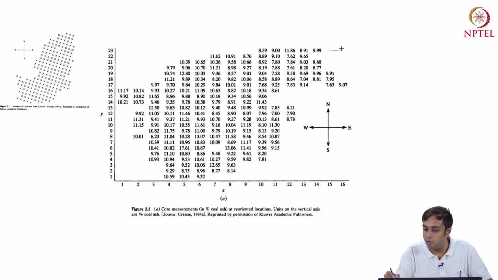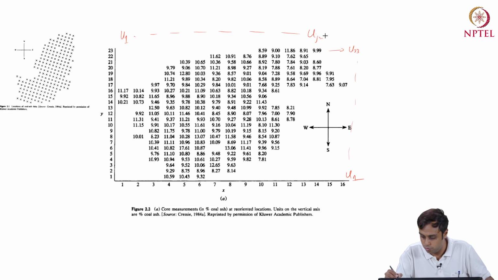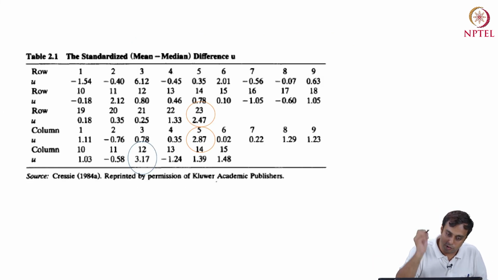We are going to figure out U for the 23rd row, starting from the first row, and for the first column, all the way to the 14th column. We are going to figure out these U values in a table and see whether or not they are greater than 3. Okay, so let's do that.